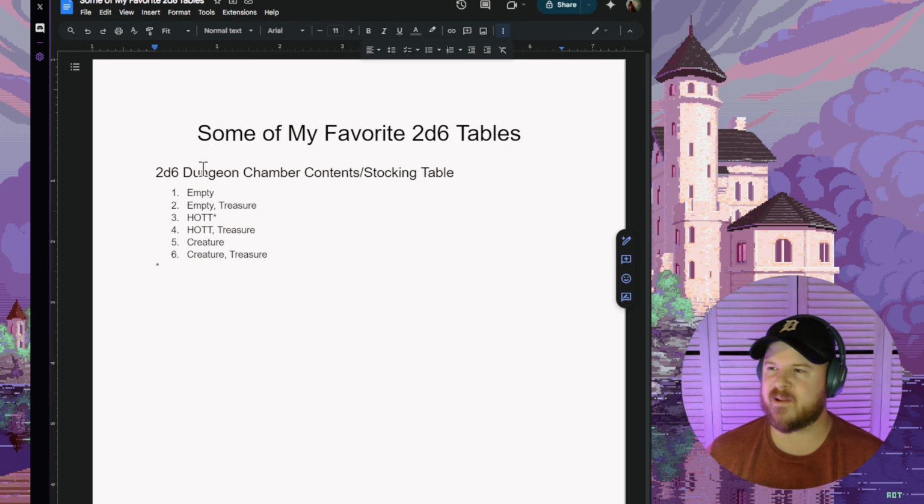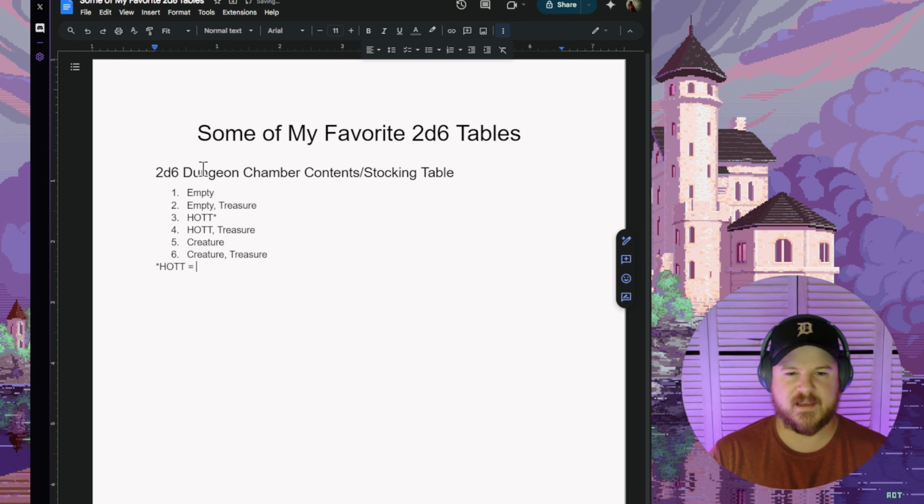So it's very quick, right? You grab two dice, roll it, and it tells you the basics about what's in every single location or scene or dungeon chamber. I use it in the dungeon. I use it out of the dungeon for random scenes, things like that. It's very useful.